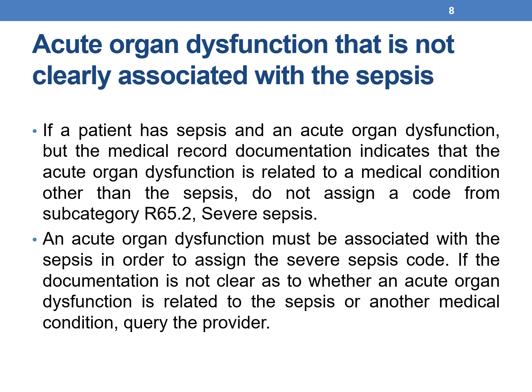Now coming to acute organ dysfunction that is not clearly associated with sepsis. Previously, the organ dysfunction was associated with sepsis. Now let us discuss the guideline when acute organ dysfunction is not clearly associated with sepsis. If a patient has sepsis and an acute organ dysfunction, but the medical record documentation indicates that the acute organ dysfunction is related to a medical condition other than the sepsis, that is, it is not due to sepsis, then you should not assign the code R65.20, which is severe sepsis. An acute organ dysfunction must be associated with sepsis in order to assign the severe sepsis code. If the documentation is not clear as to whether an acute organ dysfunction is related to sepsis or another medical condition, query the provider.